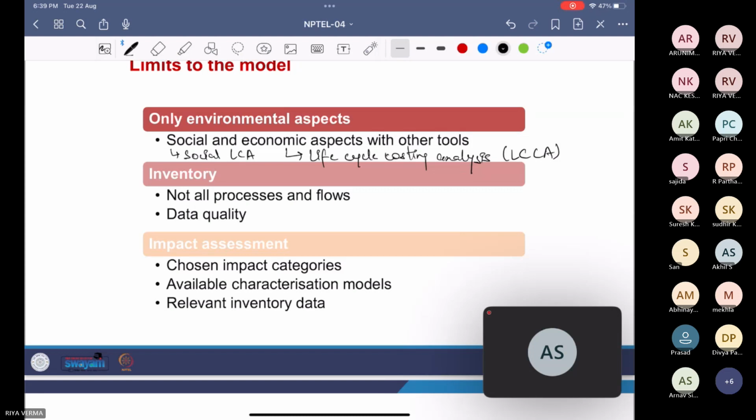For inventory, not all processes and flows are involved during the record of the inventory, and the quality of data that we get is very important. Like it should be validated before performing the LCA exercise.